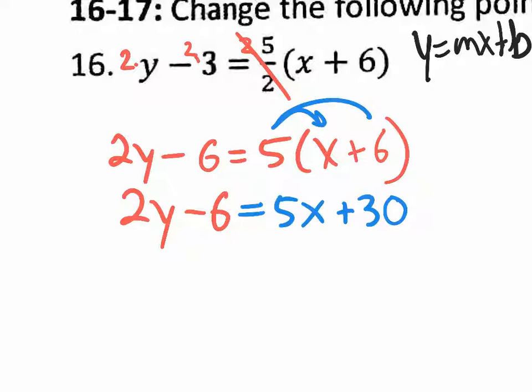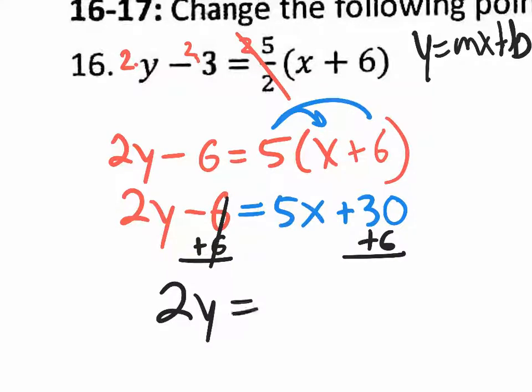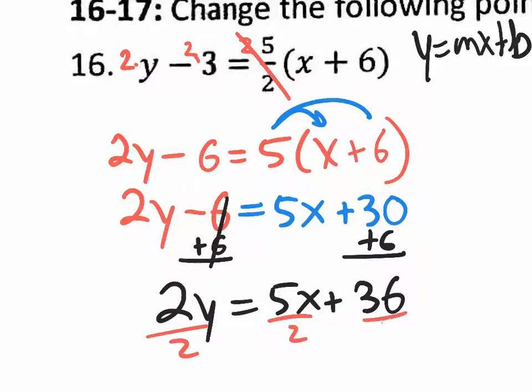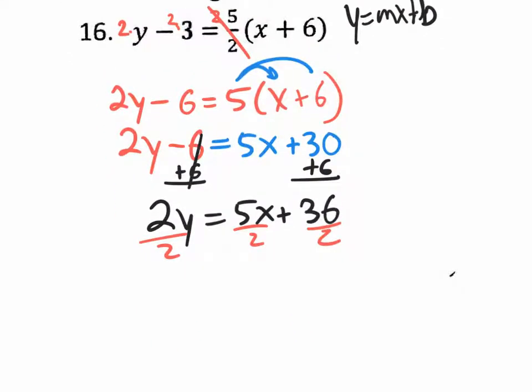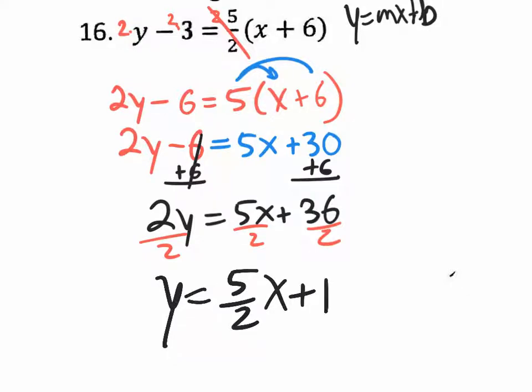Now, they want this in slope-intercept form, so I need to get y by itself. So I need to get rid of two things, the minus 6. I want to get rid of the minus 6 by going plus 6 and plus 6. So my new equation will be 2y equals 5x plus 36. And my final step would be to divide by 2. So my slope-intercept form equation is y equals 5 over 2x plus 18.